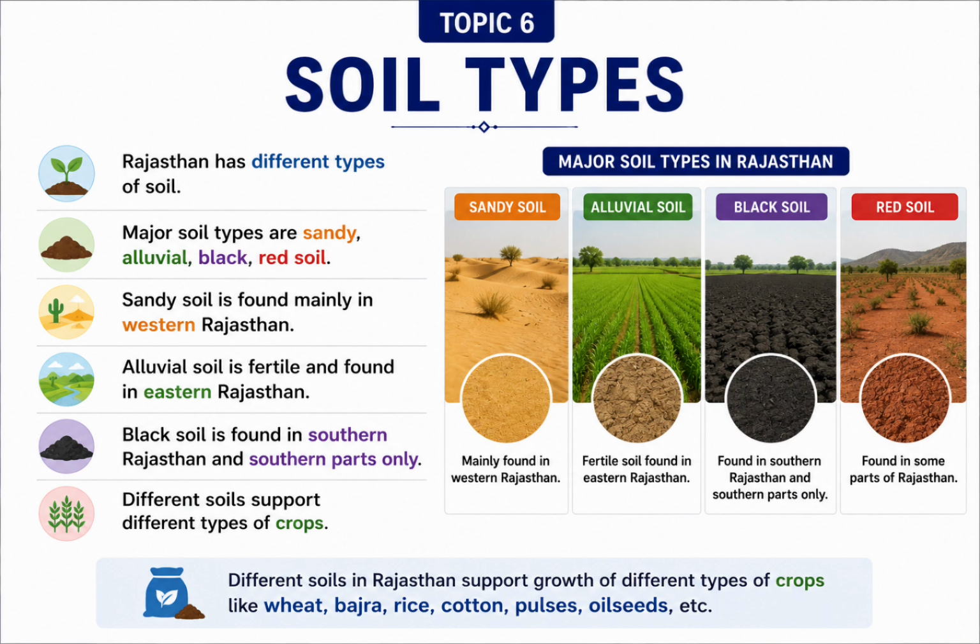Topic 6. Soil types. Rajasthan has different types of soil depending on its climate and geographical conditions. The major soil types are sandy soil, alluvial soil, black soil, and red soil. Sandy soil is mainly found in western Rajasthan and is less fertile. Alluvial soil is found in eastern Rajasthan and is highly fertile, making it suitable for agriculture. Black soil is found in the southern parts of the state and is ideal for cotton cultivation. Different soil types support different crops and agricultural activities across Rajasthan.